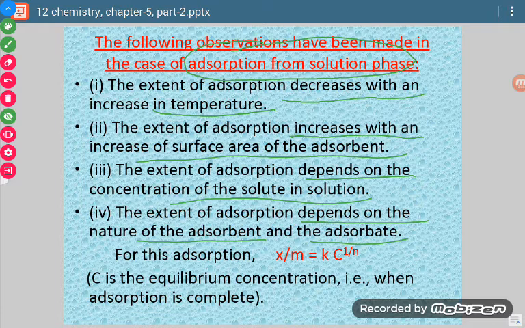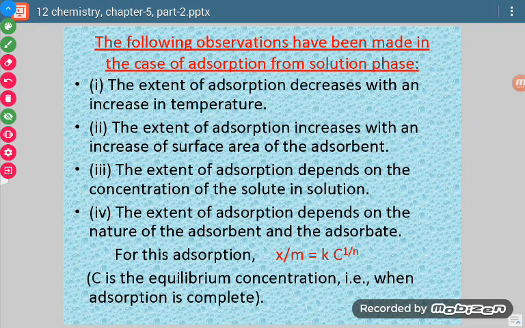So the nature decides how much adsorption will take place. Just like we discussed the Freundlich adsorption isotherm, which was x/m = k p^(1/n), here it is x/m = k c^(1/n). Here, what is c? C is the equilibrium concentration, that is, when adsorption is complete, what the concentration is at that time. And 1/n again is a fractional value, n is greater than 1.